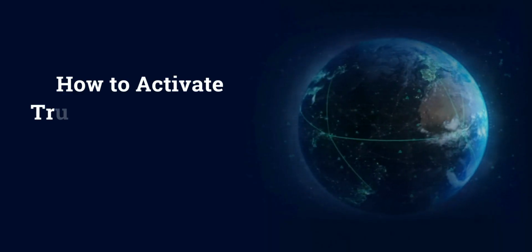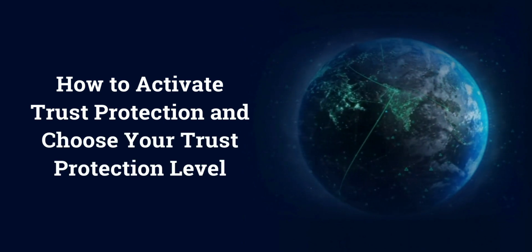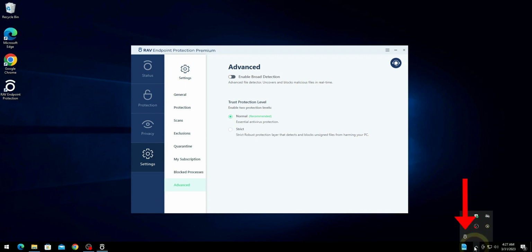Today I'm going to guide you on how to activate Trust Protection and choose your Trust Protection level. As you can see, RAV Endpoint Protection is already installed and protecting your device. Trust Protection level is a feature that allows you to select the most advanced protection for your computer. You can choose between two levels of protection.